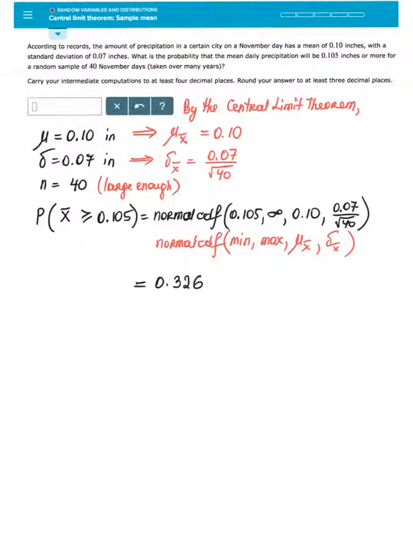In this lesson, we will learn how we can apply the central limit theorem when working with problems involving sample mean.